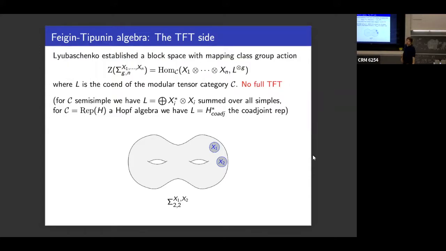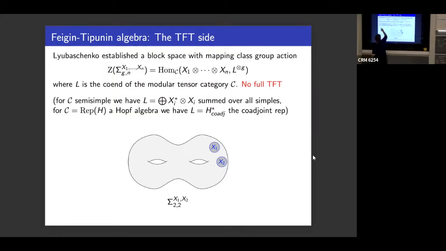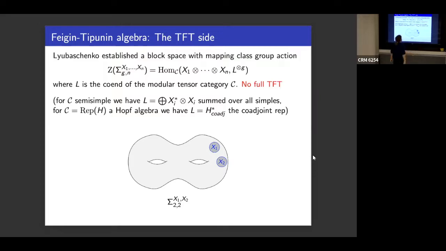And so just to have an example for the people more from the Hopf algebra side, and it's somehow orthogonal to the other example, if C is rep H for a Hopf algebra, maybe non-semisimple, then this is the dual of the Hopf algebra with the coadjoint representation. So it's in fact the Hopf algebra in the category if you transmute stuff.